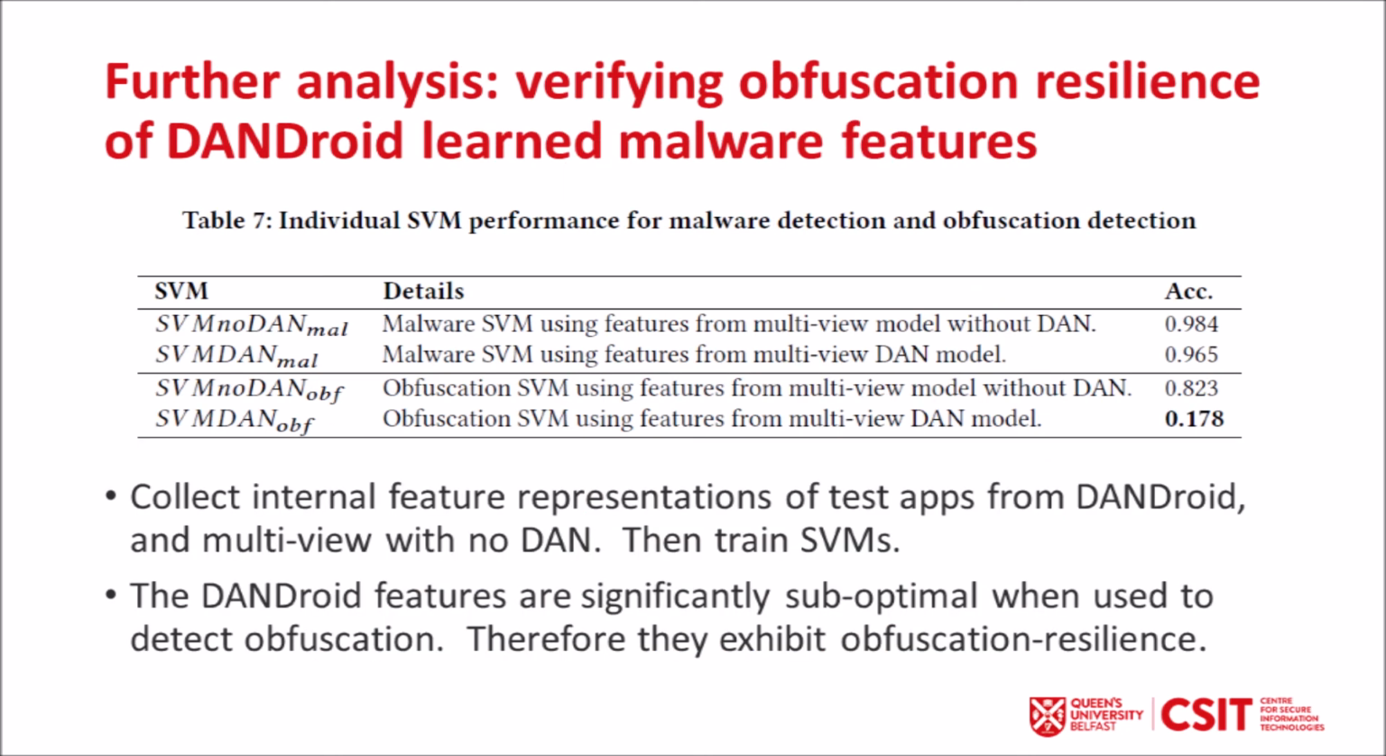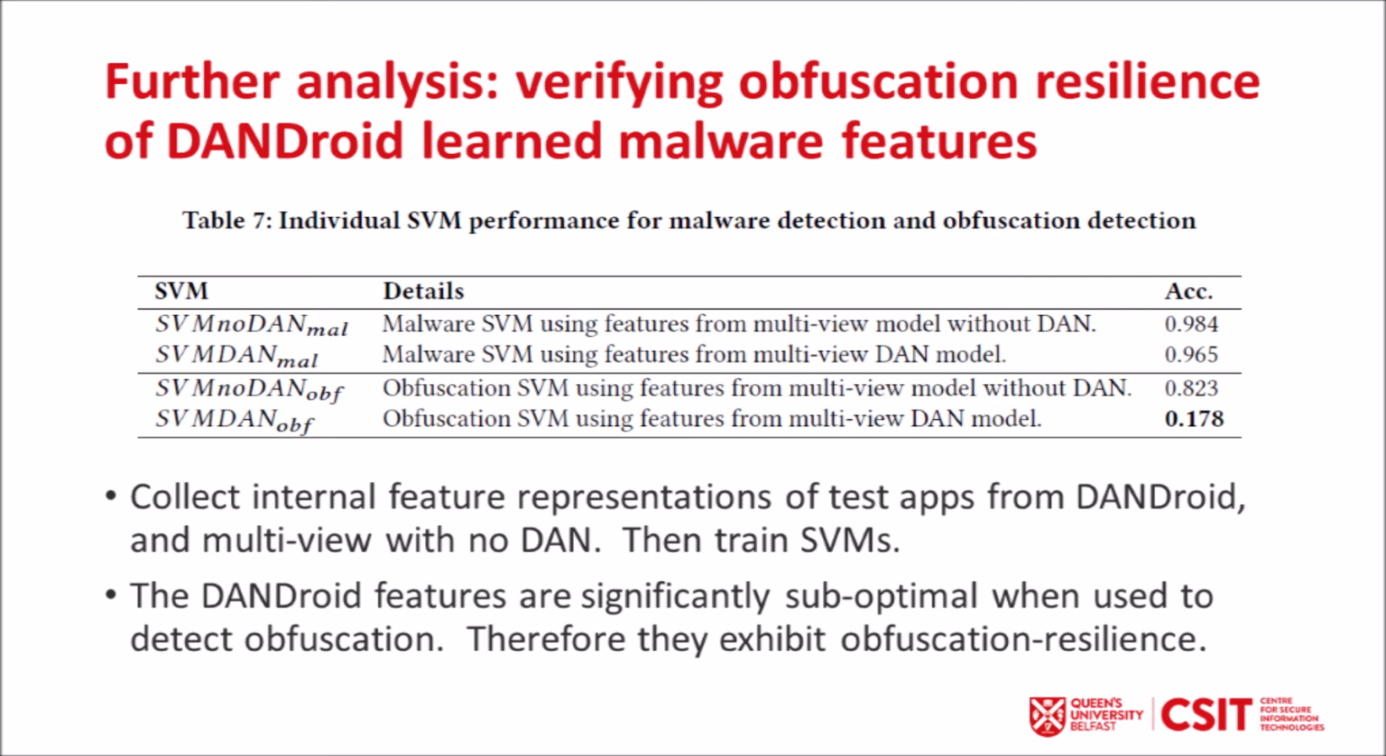And this is further proof to verify the features that DANdroid has learnt are obfuscation resilient, whereby each test set app is forwarded through the model with DAN and the model without DAN, and all the feature representations are collected. So we can train 4 SVMs, support vector machines, 2 to detect malware, and another 2 to detect obfuscation. Each SVM is trained with either the features from the network with DAN or the network without DAN.